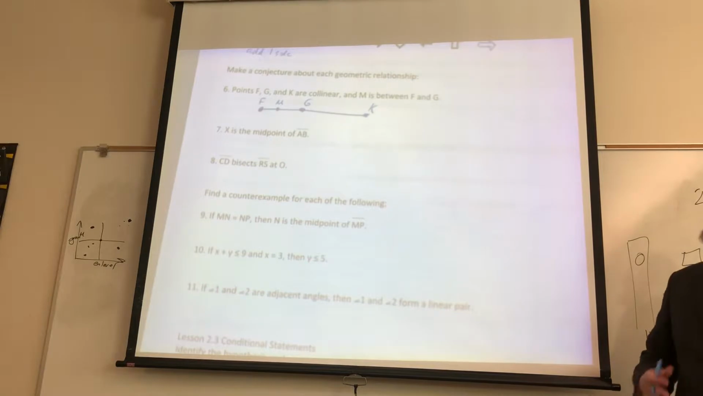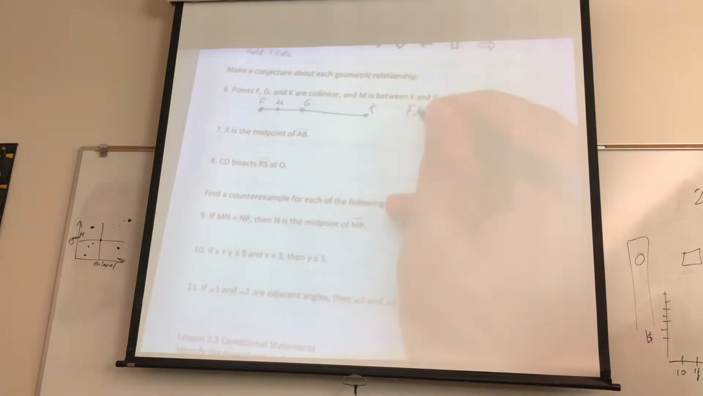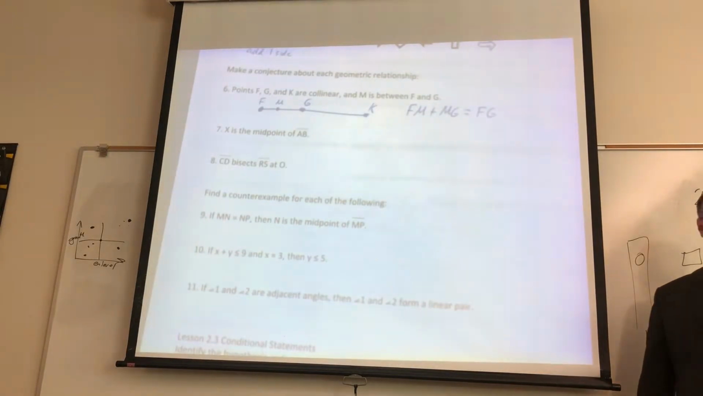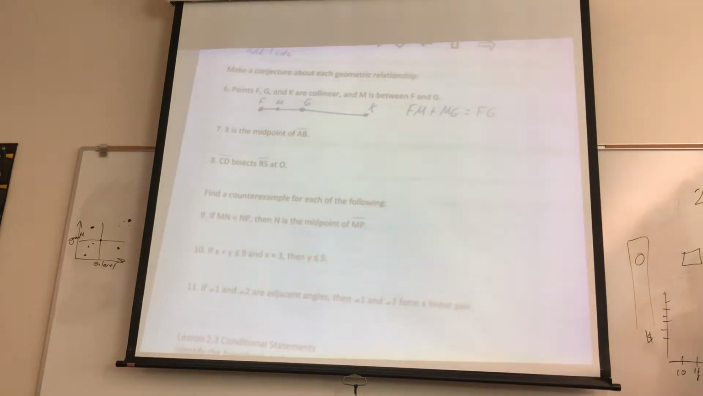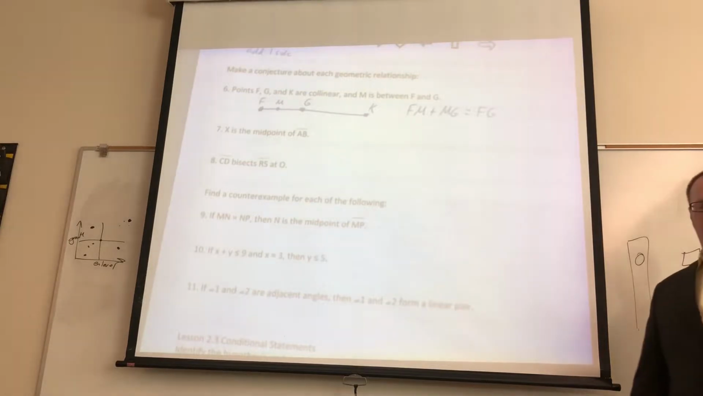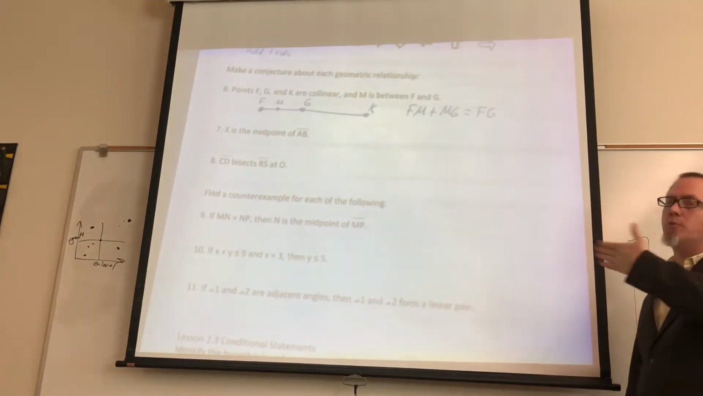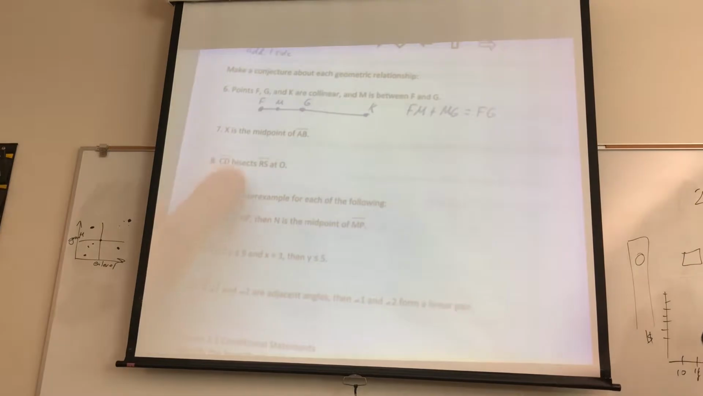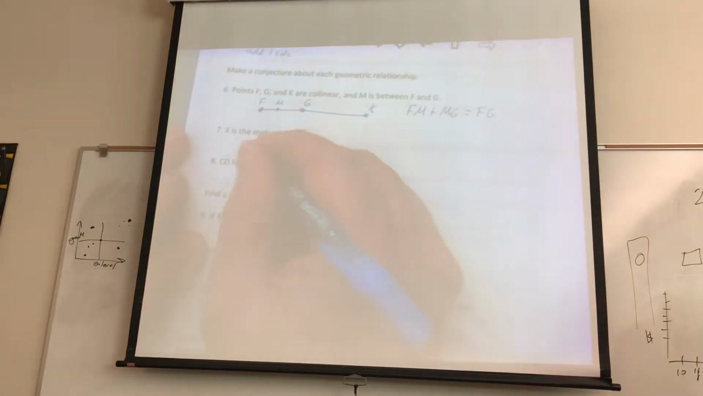So the only real conjecture that we can make here is that FM plus MG is going to equal FG. The two parts of it are going to make the whole. This is called, I think, the Line-Segment Theorem. We haven't worried about the name of it because it's just, hey, the two pieces of this are going to make the whole thing.